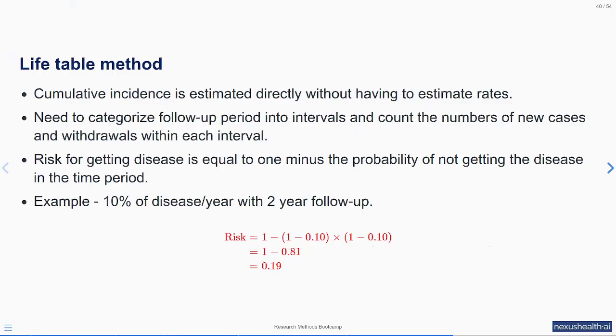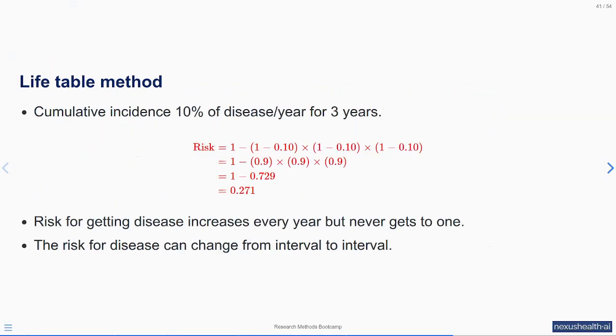And so that gives us 1 minus 0.81, which gives us 0.19. So that's the cumulative incidence over the 2-year period. So this helps us to be able to calculate cumulative incidence. Cumulative incidence, 10% of disease per year for 3 years. It's just an extension of what we just saw in the previous slide.